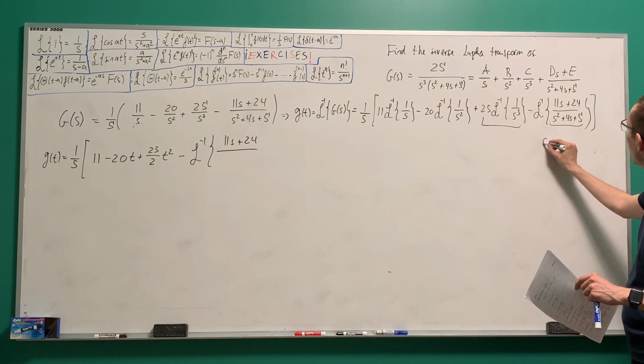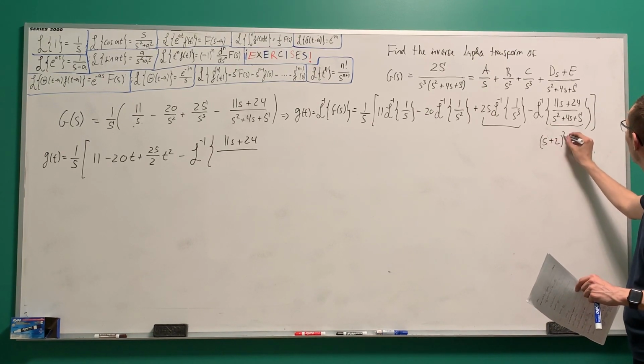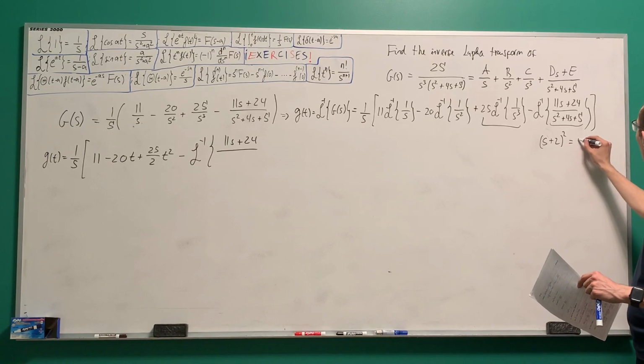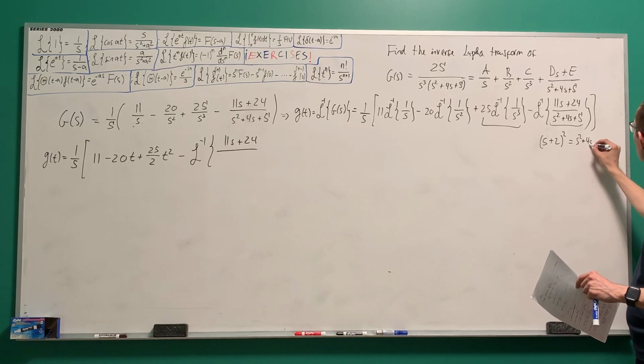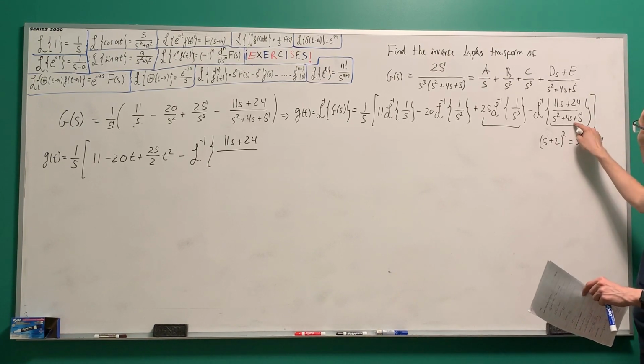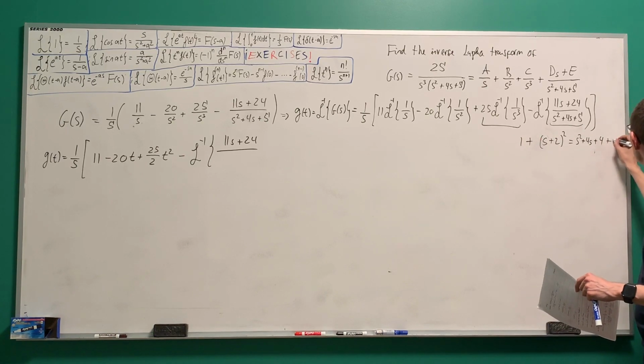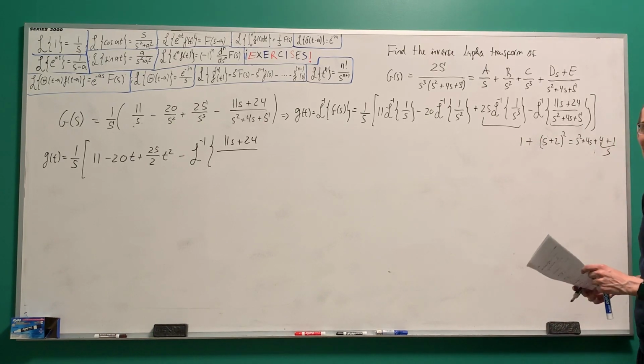Well, it looks a lot like s plus 2 squared, because that gives me s squared plus 4s plus 4, right? That's not quite this one. I'm missing a 1. Okay, fine. 1 plus 1, that is a 5. I get that. You see how I do it?